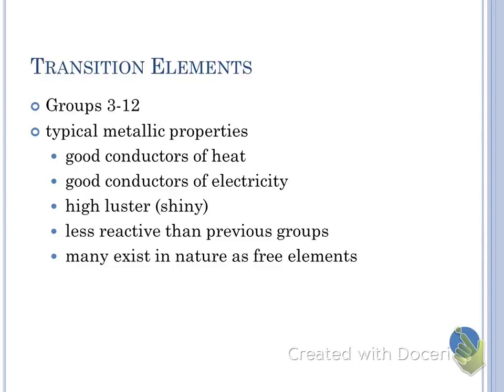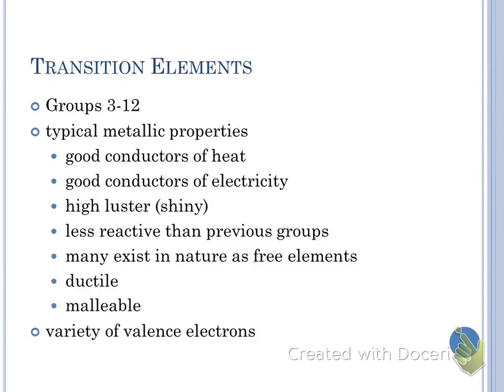And that means they are okay hanging out by themselves. There's the rest of our metallic properties we talked about. Except the problem with the transition metals is that they don't follow the trends with valence electrons. Okay, so that means group 3 doesn't necessarily have 3 valence electrons. Group 4 doesn't necessarily have 4. Okay, they don't follow the trends there.